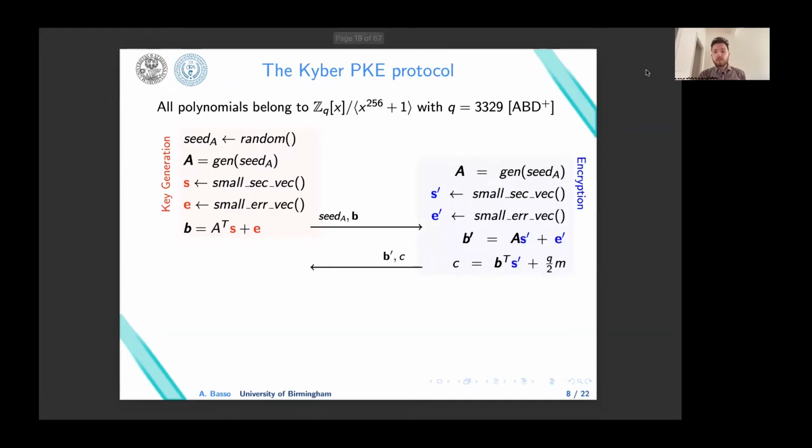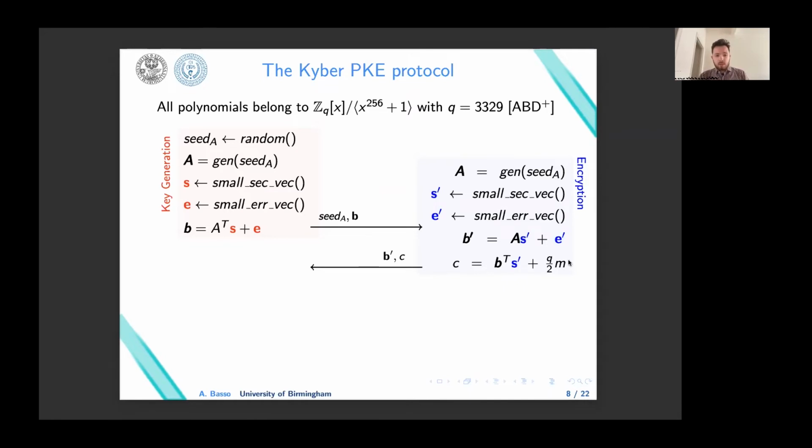Then during encryption, the person that wants to encrypt basically generates another value, another LWE sample. So random S prime, random E prime, and B prime using the same matrix A. And then the ciphertext is going to be the vector B prime plus this value C, which is the product of the vector B received, generated during key generation, times the secret S prime, plus the message somehow scaled.